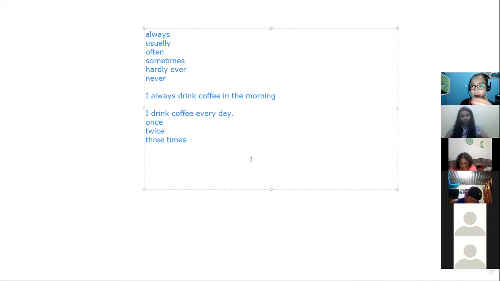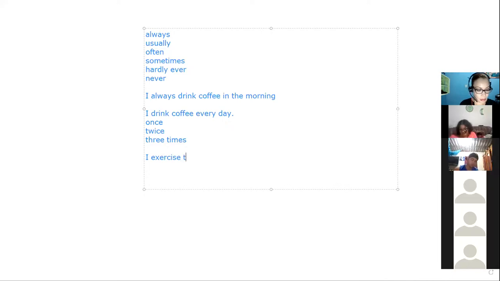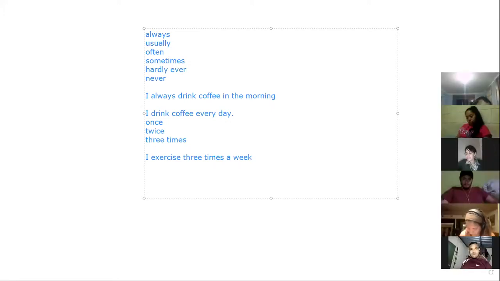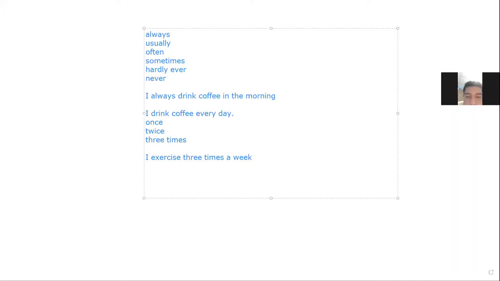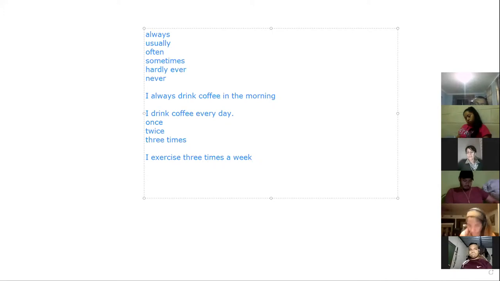Y esto es bien común, como decir, I exercise three times a week. Quiero decir que yo me ejercito tres veces a la semana, lo cual es mentira, no hago ejercicio, no me gusta, pero por darles un ejemplo. Esto ya es bien puntual, bien específico. No estoy dando una idea en porcentaje, sino que estoy siendo bien específica con las veces que esto sucede, y comúnmente van al final de la oración.